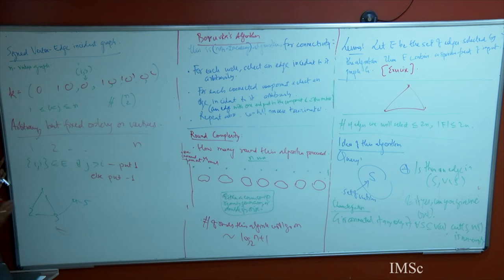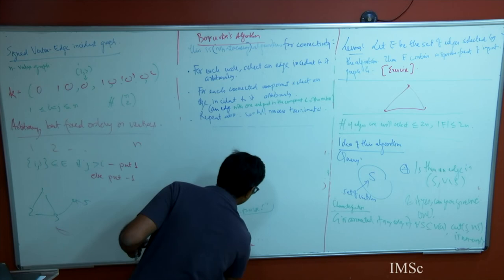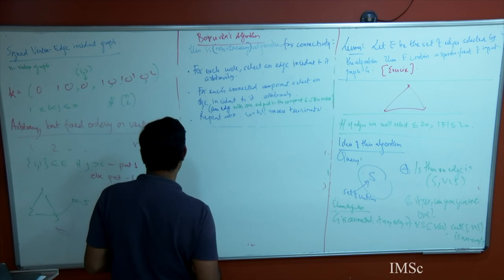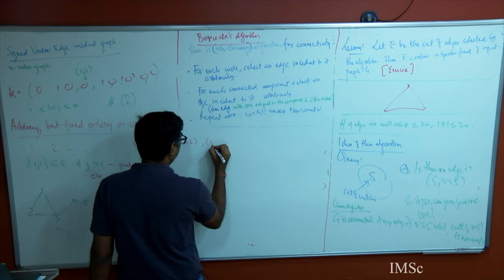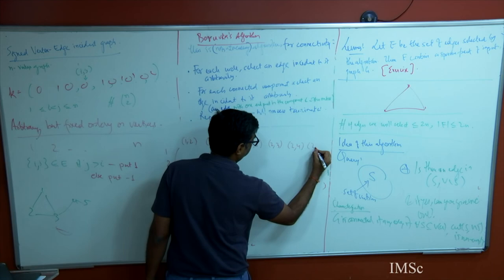How many vertices do I have? I have 5 vertices. So this graph will have 1, 2, 3, 4, 5. And what will be my edges? Let's write down the edges: 1, 2, 1, 3, 1, 4, 1, 5, 2, 3, 2, 4, 2, 5.